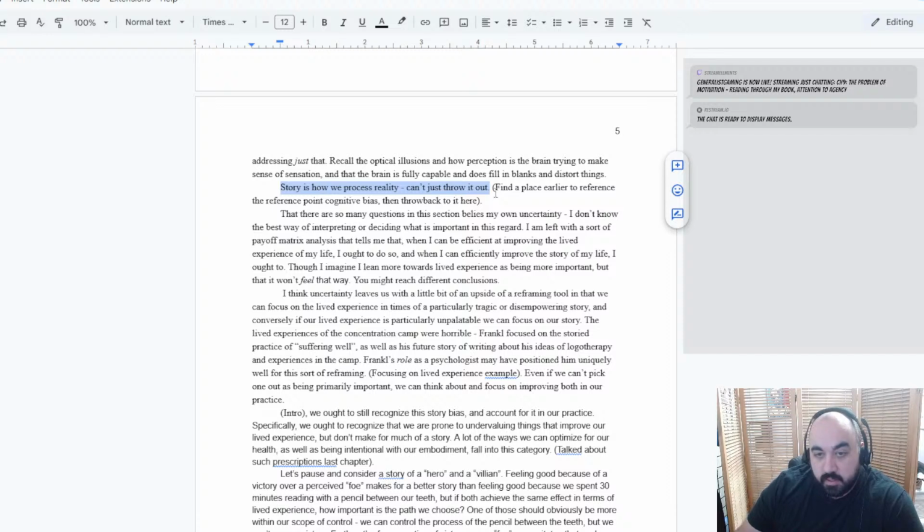And then, let's see. We wanted to reference the reference point cognitive bias. I don't have an example for it off the top of my head.